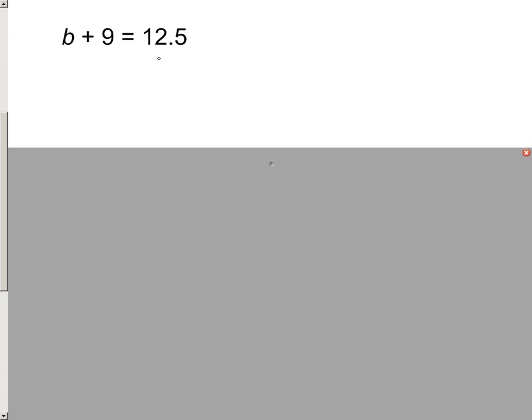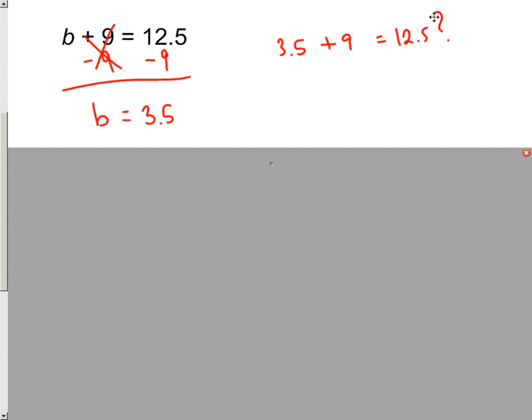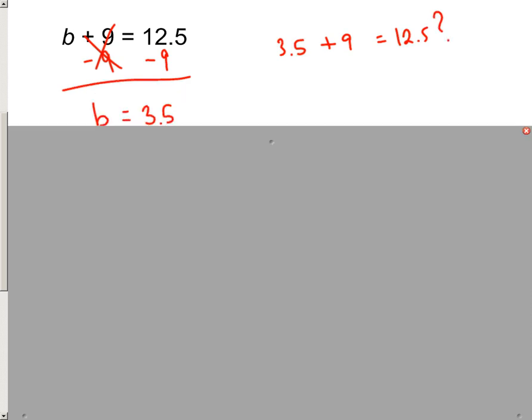b plus 9 equals 12.5. Well, here's my variable. The 9 is adding to that variable, so we're going to do the opposite of adding. We'll subtract, and since we added 9, we'll subtract 9. Well, 9 minus 9 is 0. That freed up my variable. But since I subtracted 9 on the left side of the equation, I better subtract 9 on the right side to keep the balance of everything. And b equals 3.5. And ask yourself, does 3.5 plus 9 actually equal 12.5? Yes, it does. So we know that we got the correct answer.